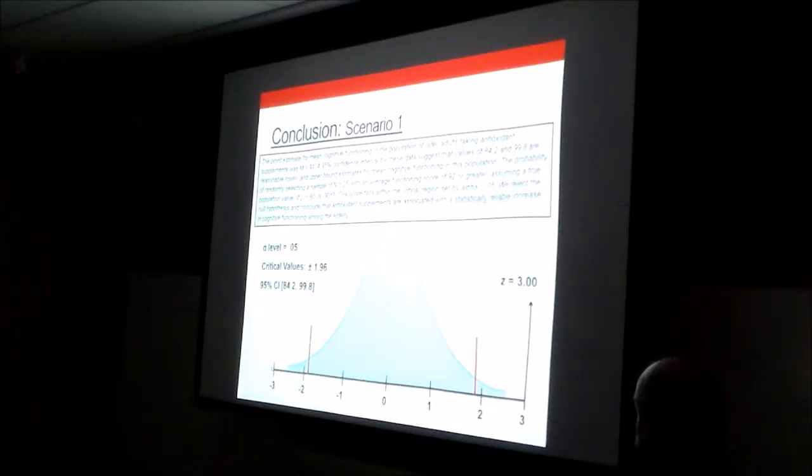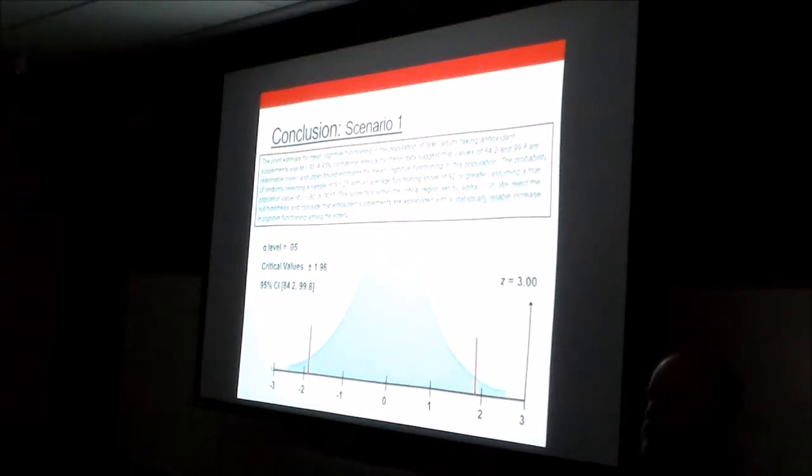So for scenario 1, the point estimate of the mean cognitive functioning in the population of older adults taking antioxidant supplements was a mean of 92. What have I done in that first statement that makes me happy? Right? I told you what we're talking about. I told you what the measure is. I've oriented you to what we're talking about here. So a 95% confidence interval for these data suggests that values of 84.2 and 99.8 are reasonable lower and upper bound estimates for the mean cognitive functioning in this population.